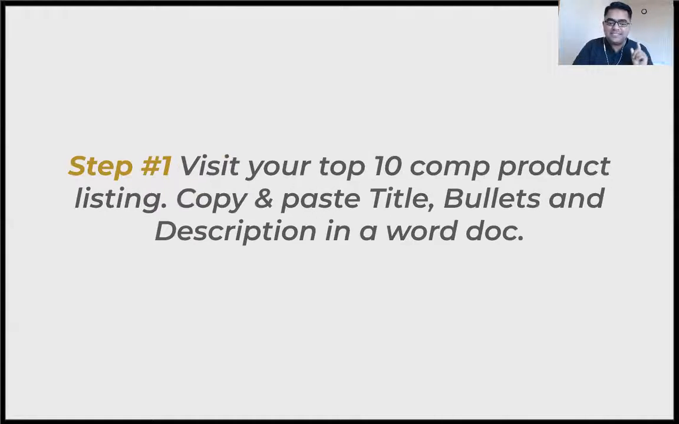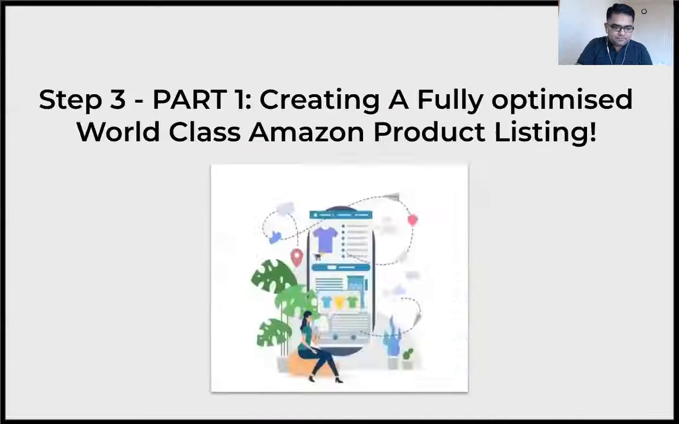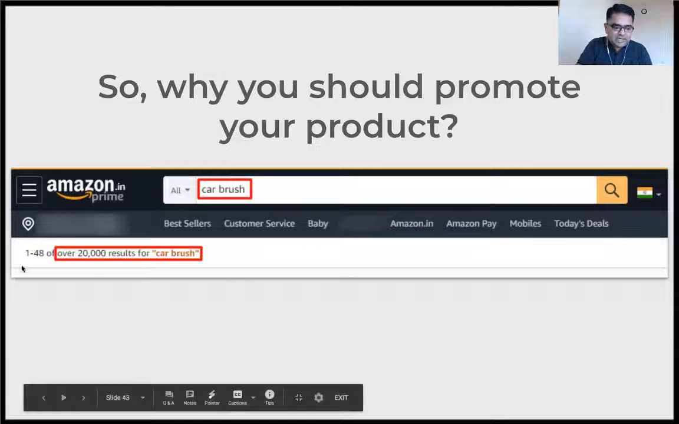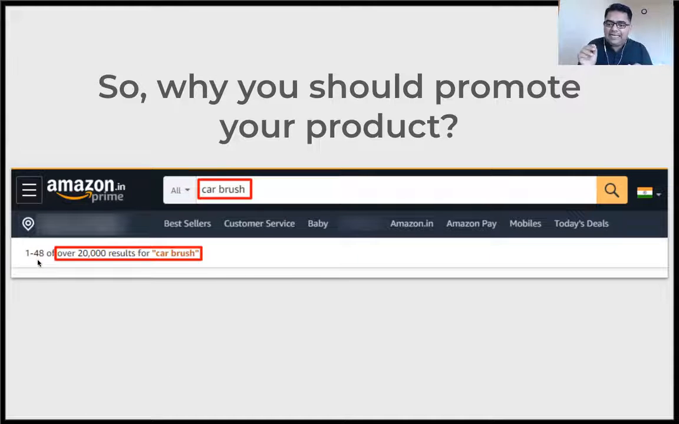Let's jump in. Step number 1. Visit your top 10 competitors product listing. How do you visit your top 10 competitor listing? All you have to do is go to the search bar and type in the keyword for your product. Suppose you want to sell car brush, you just have to type in car brush and you will see all the search results. In this case, on the first page, we can see 1 to 48 results. You will get all the 48 results. All you have to do is right click and open.